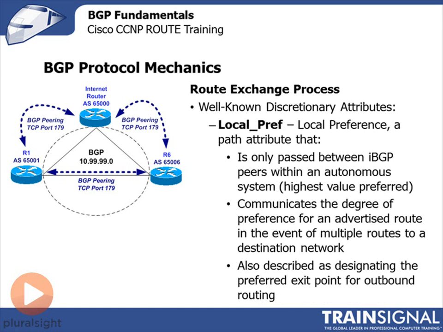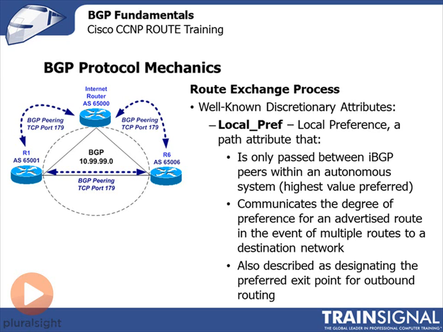Now on to the well-known discretionary attributes. One, and it's used frequently, is called local pref or local preference. And this is a path attribute that's used within iBGP. It basically says when there's more than one way out of an autonomous system, for instance if you're multi-homed, which exit point to use. So in the case of our little diagram up here, these are all eBGP routers.